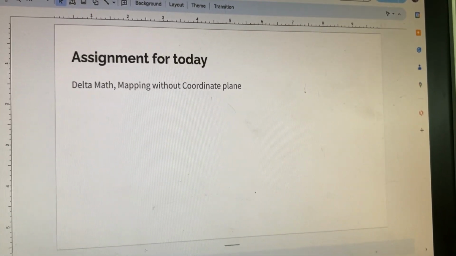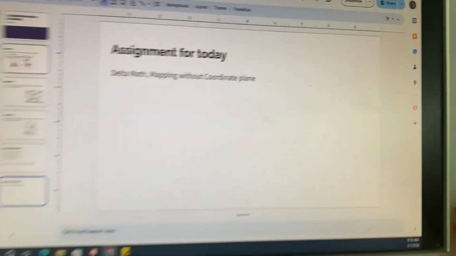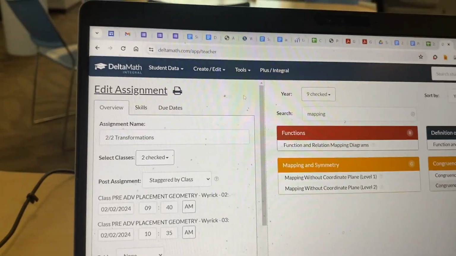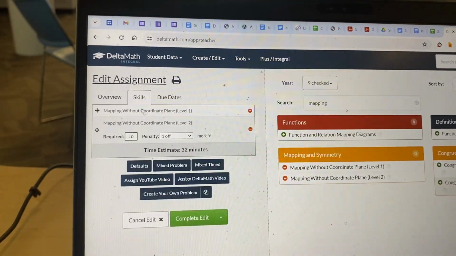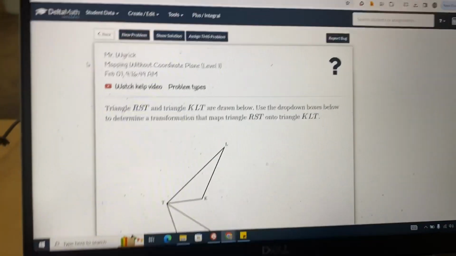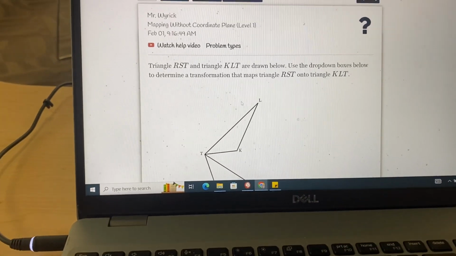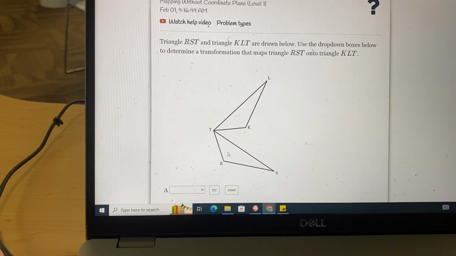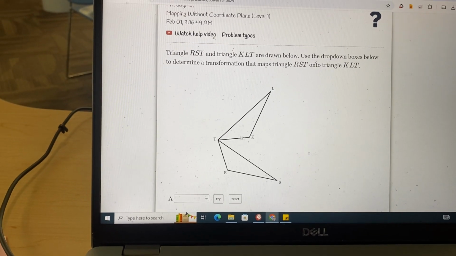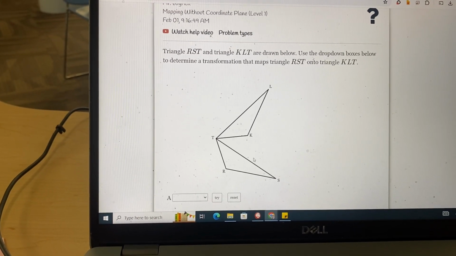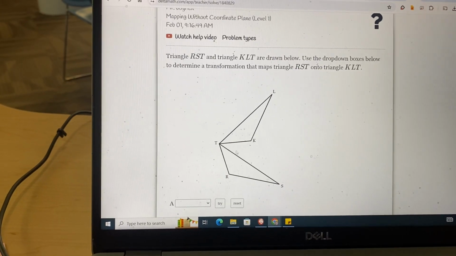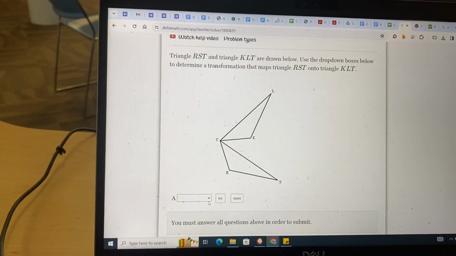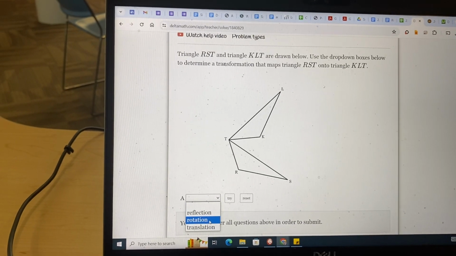Your assignment for today is in Delta Math. It's called Mapping Without the Coordinate Plane. I have it sitting here in Delta Math ready to post for you. When we go to mapping without the coordinate plane, it asks, what do you need to do to take triangle RST and make it into triangle TKL or KLT or whatever it is. So in this one, I can see I just need to take this and turn it to get it up there. So I'm going to call this a rotation.